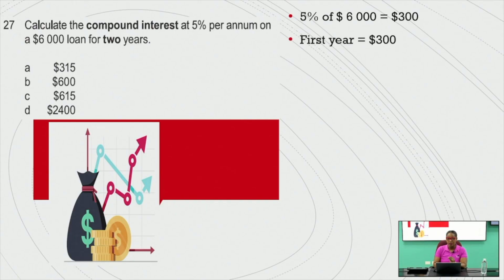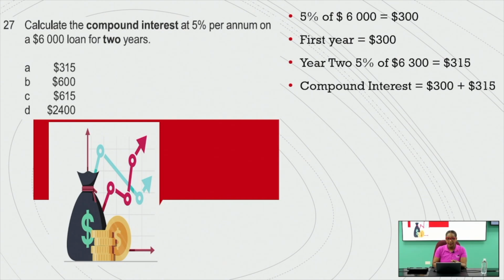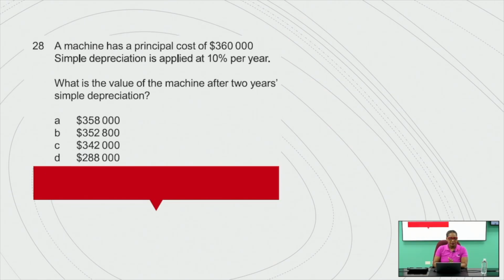So the first year is 300. Second year, we're going to have to add on that first year interest, which would give us 6,300, and we're going to find 5% of that, which is $315. And then we're going to combine both the 300 and the 315, which gives us $615. And that is option C. That's your interest for the 2 years, compound interest style.